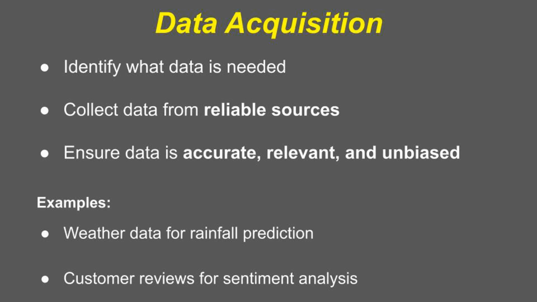The second stage of the AI project cycle is data acquisition. Once we know the problem we want to solve, we need to figure out what kind of data will help us find the answer. For example, if we're predicting rainfall, we need weather data like temperature, humidity, and pressure. And just collecting data isn't enough. It must come from reliable and authentic sources so our AI system can learn accurately.